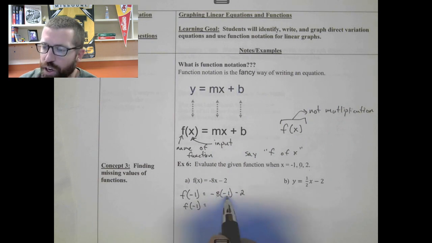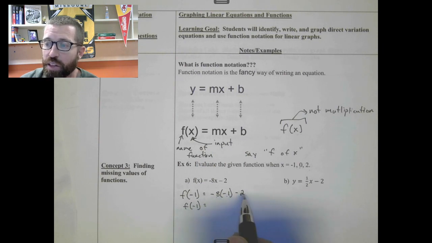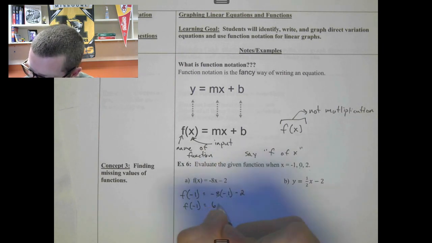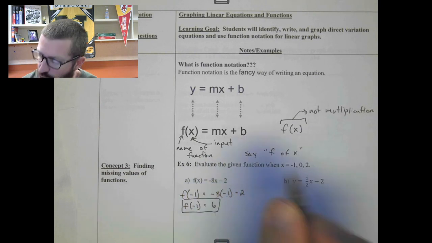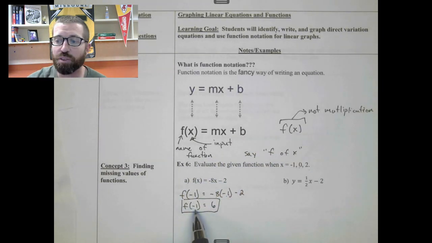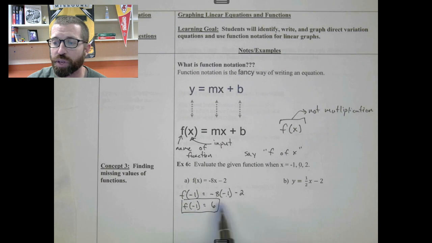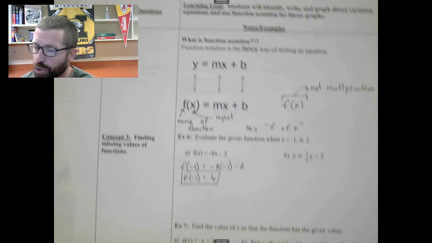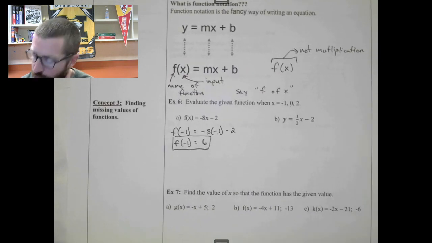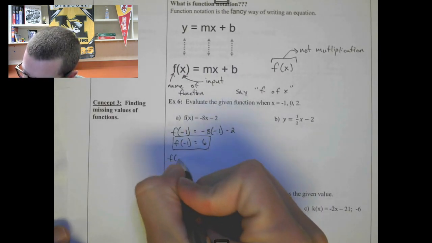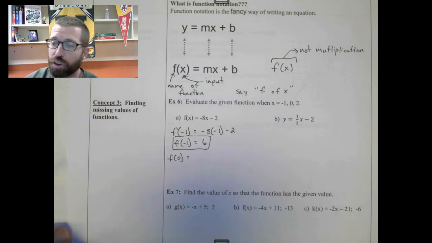So 8 times, and we'll do this in one step to save a little room, -8 times -1, excuse me, is +8, and then -2 is 6. And so what this means is when you plug in -1 into f, you get 6. Okay, so try 0 and 2, and we'll squeeze those in here. Pause the video and try this on your own.